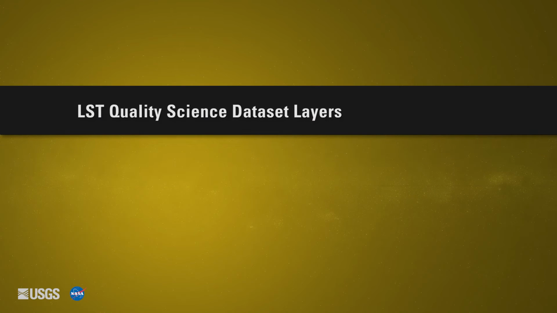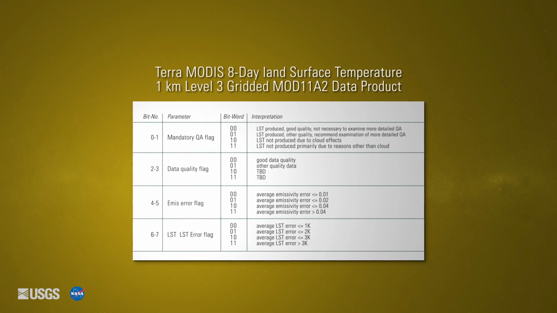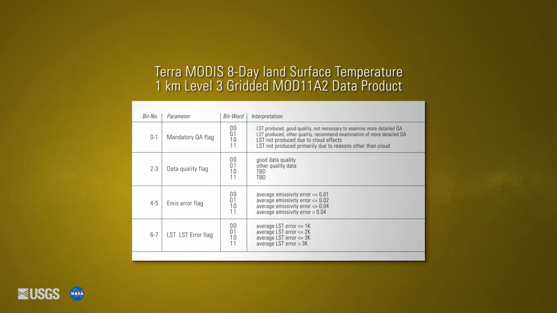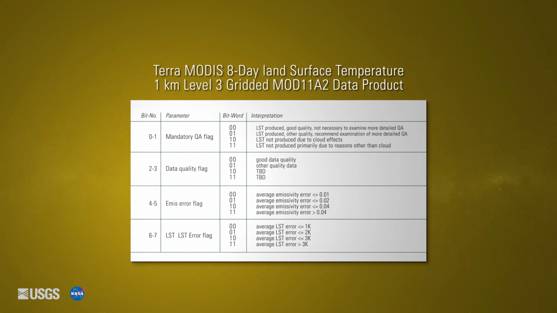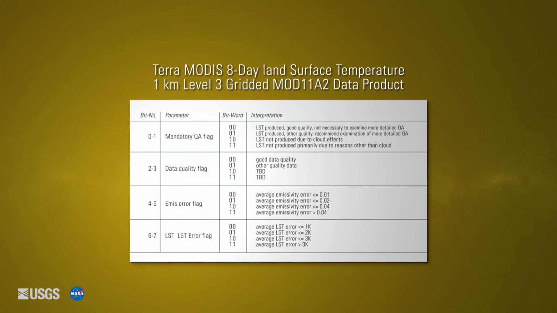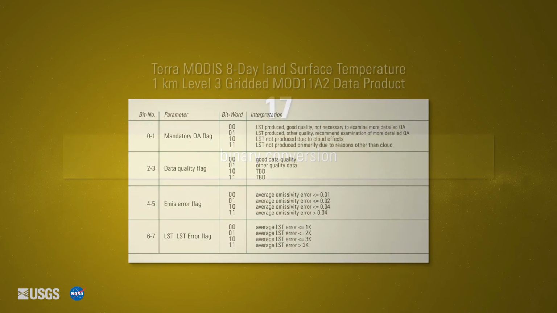The LST quality science dataset layers are binary encoded and bit packed, meaning each pixel in the QA layer contains an integer value that must be converted to a bit binary value for interpretation. The bit string interprets various parameters as shown by this chart. Here's an example of how to break down a bit binary value using the Terra MODIS 8-day land surface temperature 1 km level 3 gridded MOD11A2 data quality layer.